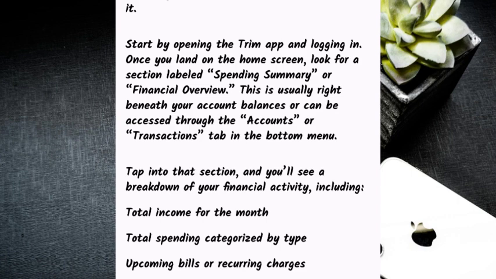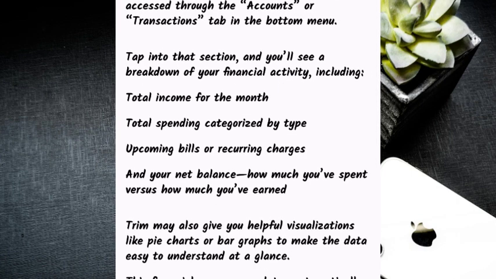for the month, total spendings categorized by types, as well as upcoming bills or recurring charges. And your net balance, of course, which shows how much you've spent versus exactly how much you've earned.